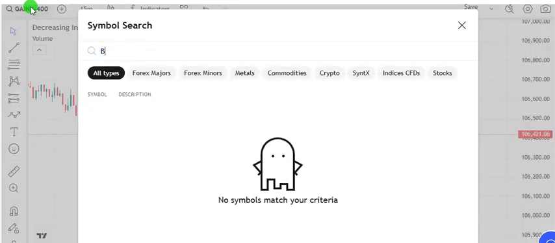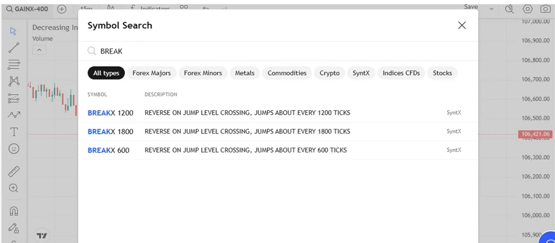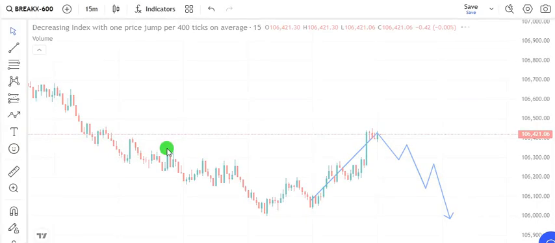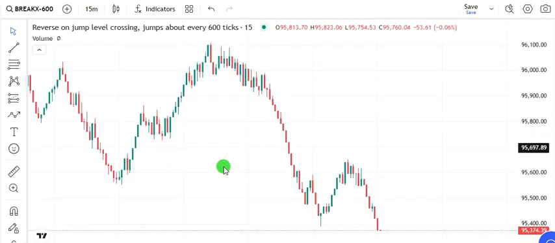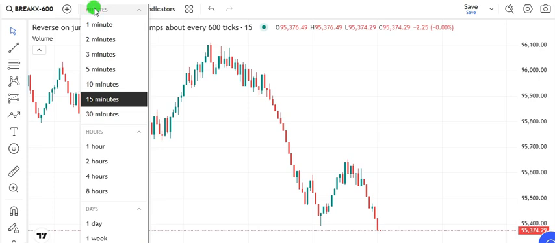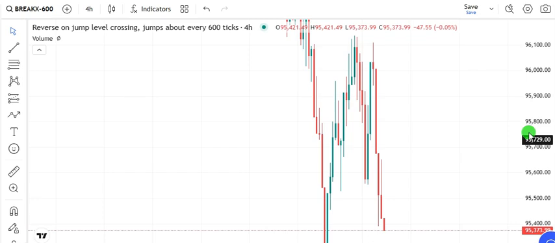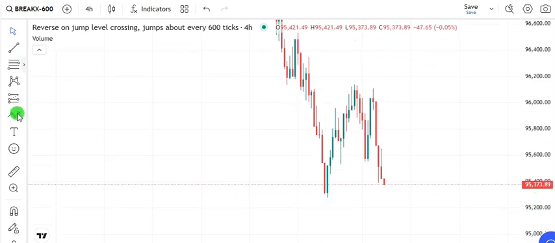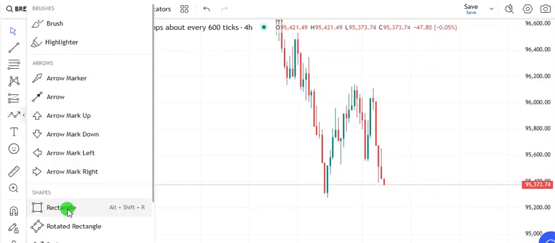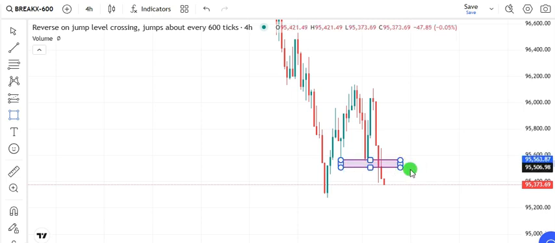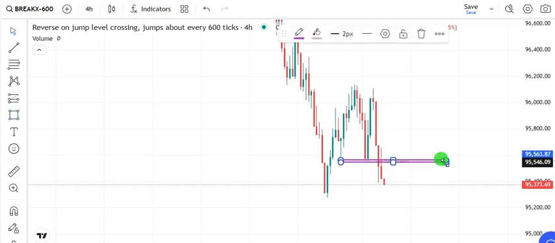So go to the next one, which is Break, and of course we are using Break 600. All right. Okay, so I think I'm already seeing some short setups, but let's go to the H4 to confirm what is going on there. Yes, breaking previous lows, breaking this low.